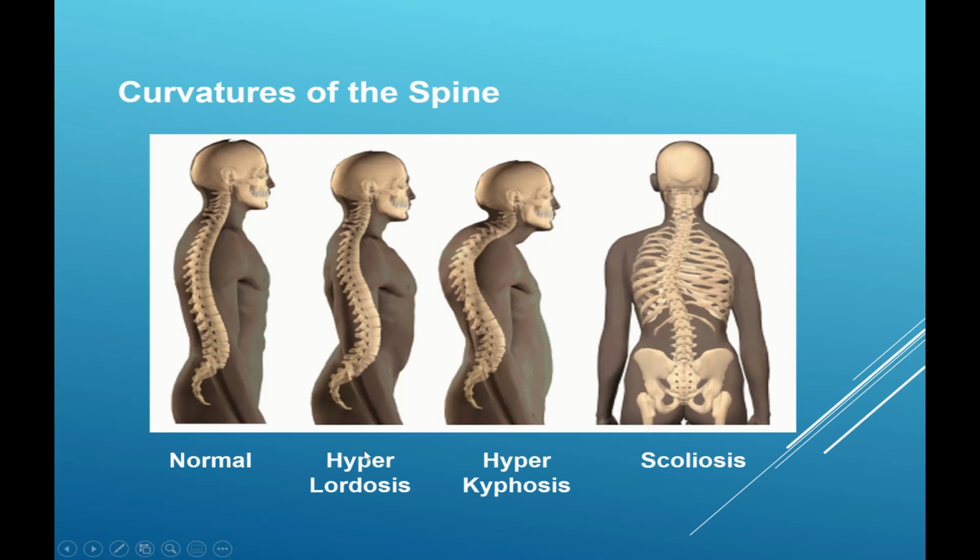The second one is what's known as hyperlordosis. So you'll see here that the lumbar spine, which if you remember from the previous slide is the lower part of the vertebrae, is bent and curved more towards the front side of the body. This creates a real arch in the lower back, and this can put a strain on your lower back muscles and indeed some of your abdominal muscles.